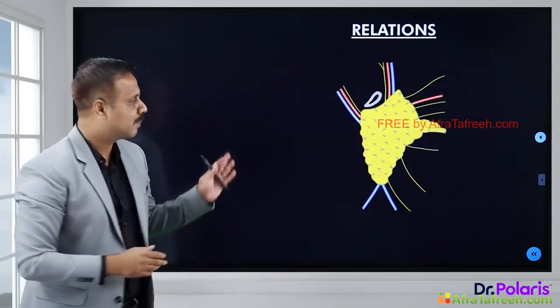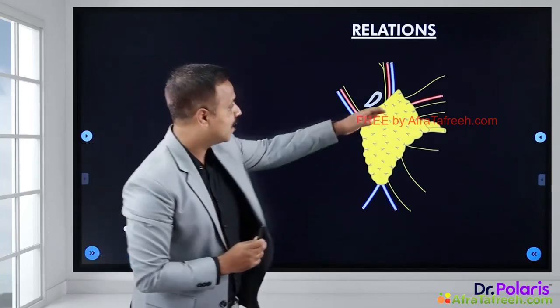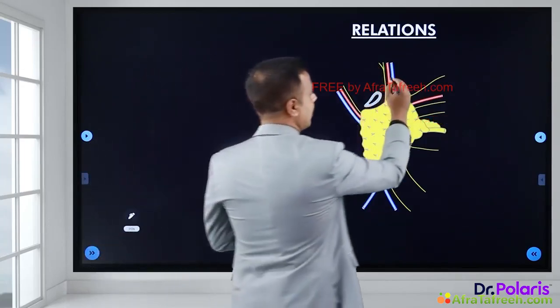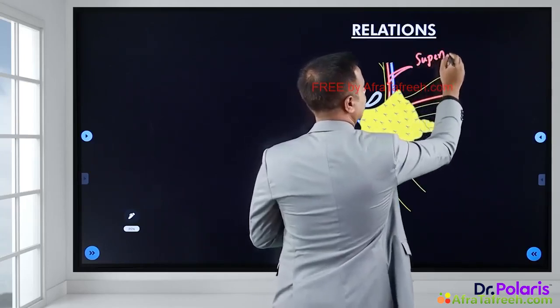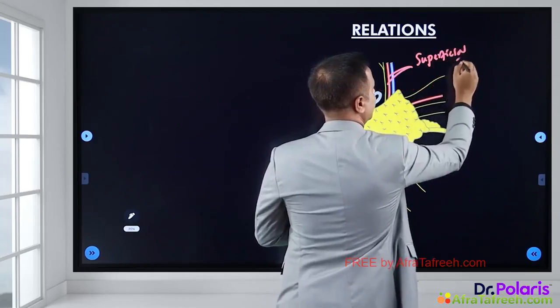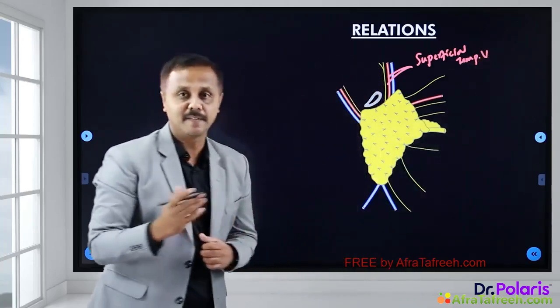What about the important relations of this gland? Now, as I said, the base is also referred to as what? It is referred to as the superior surface. If we observe, there are few important structures which are emerging from the base or the superior surface. What are these? These vessels are superficial temporal vessels, artery and vein.